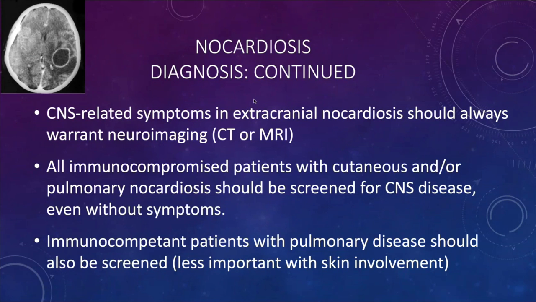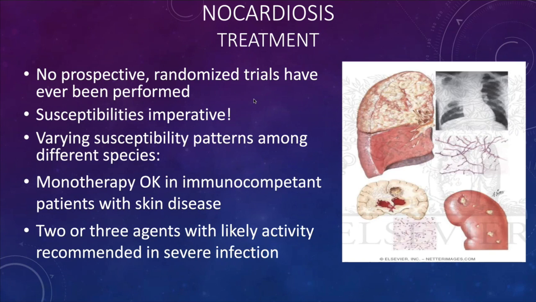CNS-related symptoms in anybody who has Nocardia disease should always warrant neuroimaging, either CT or MRI. And an immunocompromised patient, whether they have cutaneous or pulmonary disease, should always warrant neuroimaging. If you have an immunocompetent patient with cutaneous disease, the risk is much lower, but really any patient with pulmonary disease is an indication for neuroimaging, particularly if they're having CNS-related symptoms. Now, what about treatment?